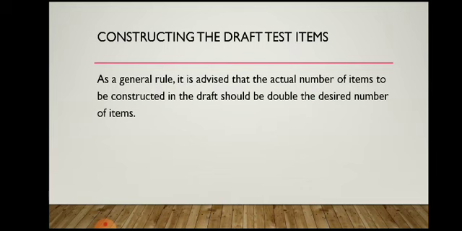Next is constructing the draft test items. As a general rule, it is advised that the actual number of items to be constructed in the draft should be double the desired number of items. For instance, if there are 5 knowledge level items to be included in the final test form, then at least 10 knowledge level items should be included in the draft. The purpose of having 10 knowledge level items in the draft is to eliminate many of the constructed items. It's either they are too difficult, too easy, or non-discriminatory.